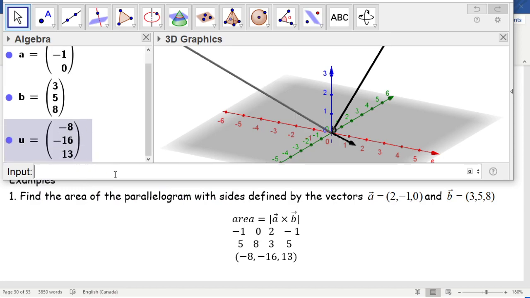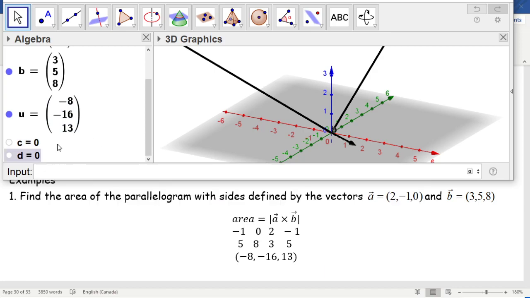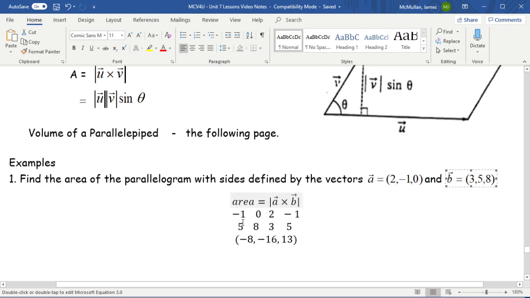If you want to check it, you can check even faster by taking the dot product of the result with A, which should give you 0, and the dot product with B, which should also give you 0. You can check this pretty simply in your head. -8 times 2 is -16. -16 times -1 is +16, and 13 times 0 is 0, so they add up to 0. The second one is a little trickier, but think of it as 3 -8s and 5 -16s, so that's -104, and then 8 +13s, which is 104, and it adds up to 0. So I know I did this right.